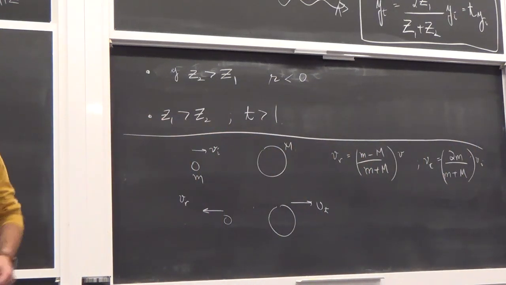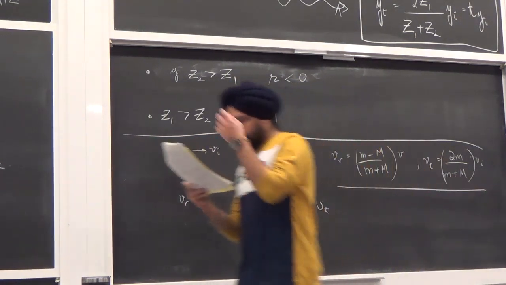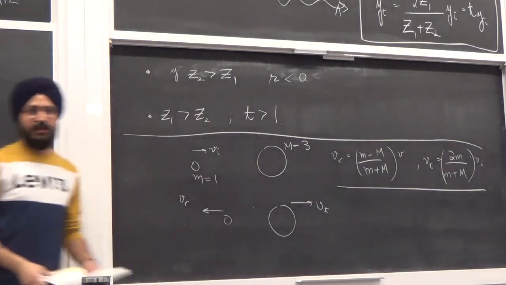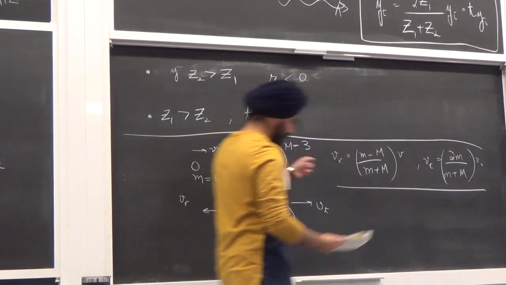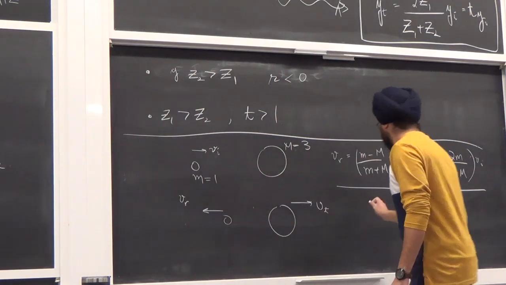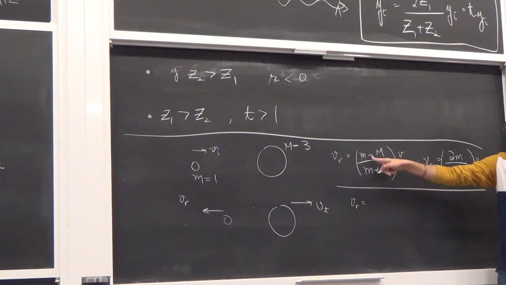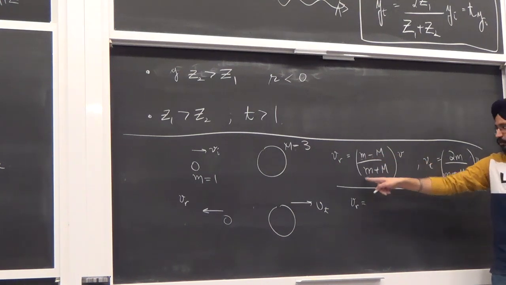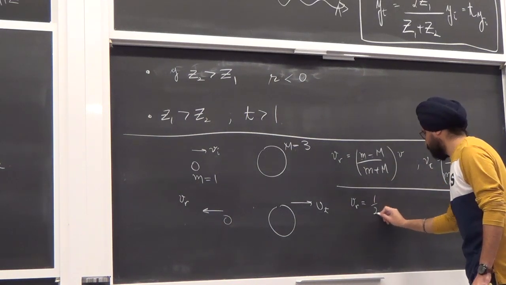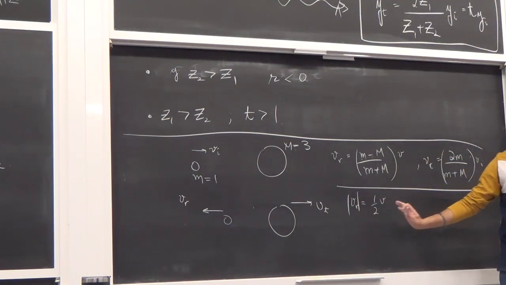Now, say little m is 1 kg and capital M is 3 kg. For example, I want to illustrate a point here. 1 kg and 3 kg, and I have some incoming speed vi. So for this case, what's vr? 1 minus 3, that's minus 2, over 4. So it's minus 1 half times v. So vr is 1 half v as a magnitude. It's going in the other direction, and it's being rebounded.